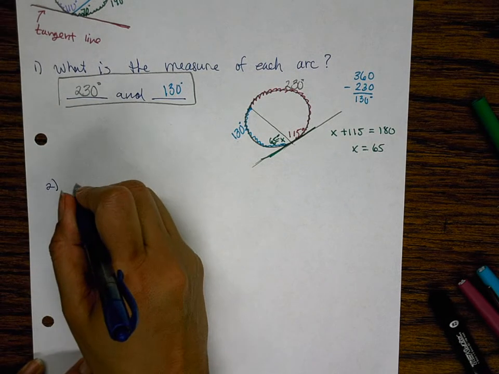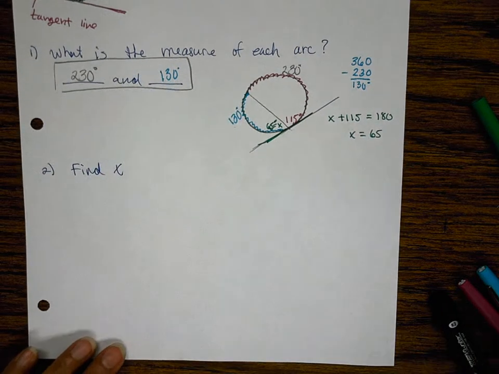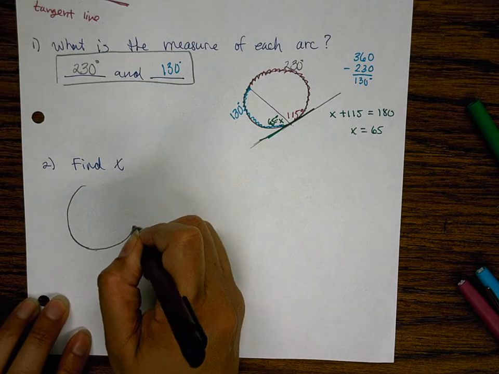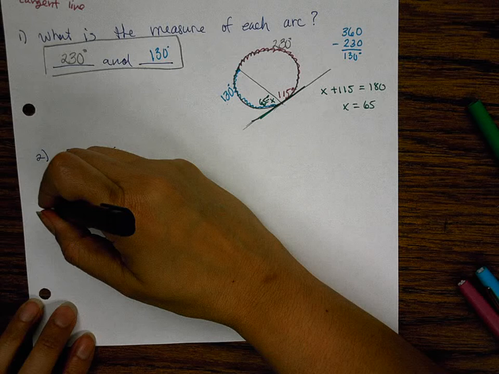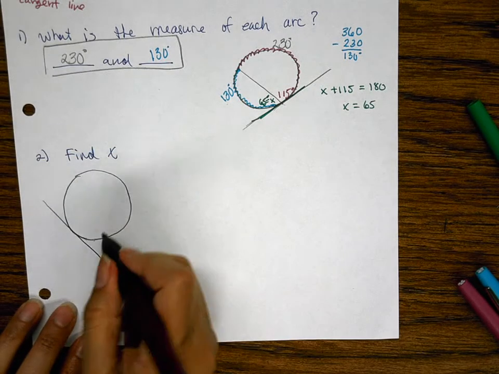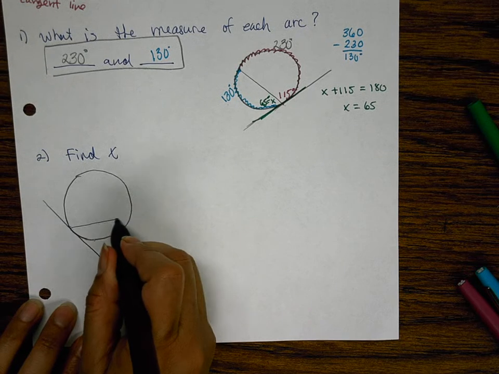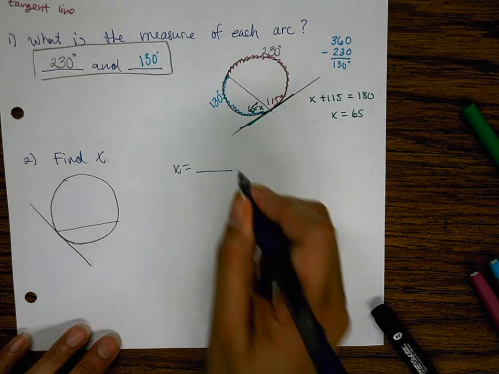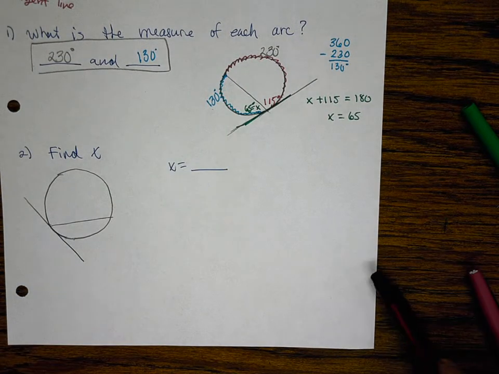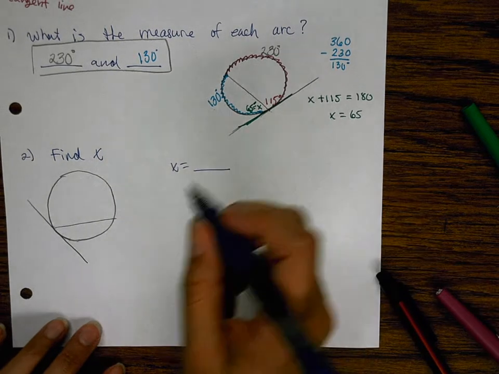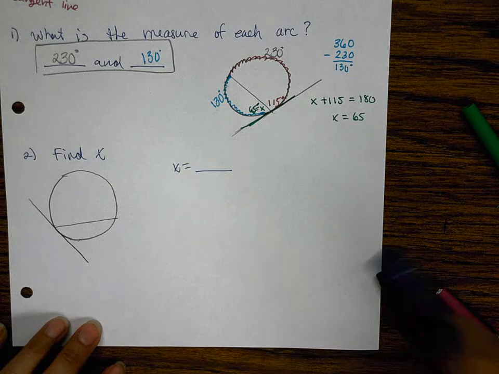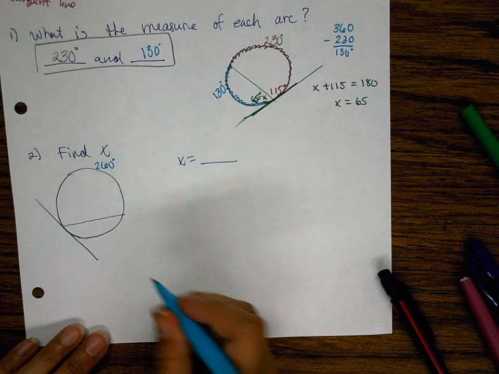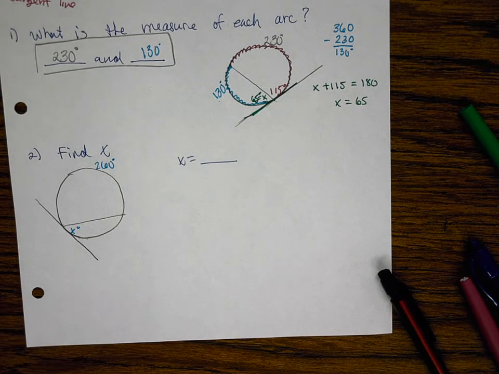Okay, number 2, find x. All right, I'm going to draw my circle here. I draw my tangent line and my chord. Okay, and I'm going to put over here x equals blank. Alrighty, what's going to be the given information on this one? I'm going to give you that this arc on this side is 260 degrees. The one on the bigger side is 260 degrees. And I want you to find the angle here, x.